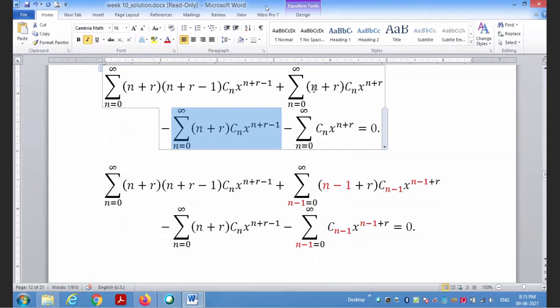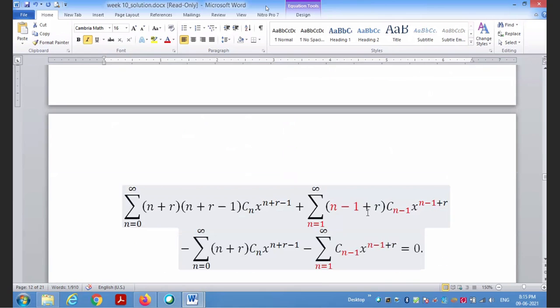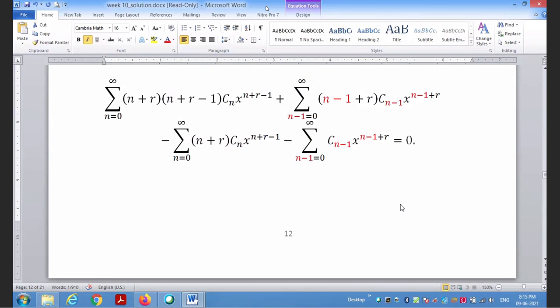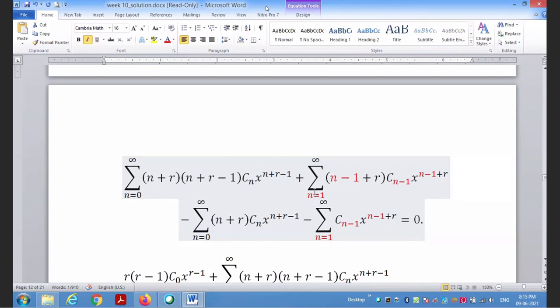And then every time we see x to the n, you have to replace n with n minus 1. So n minus 1, n minus 1, n minus 1, n minus 1. Same thing here, n minus 1, n minus 1, n minus 1. So now the power will be x to the n plus r minus 1 because this will be x. You just rearrange this. Now the powers are the same, right? The powers are the same, but the indices are not the same.